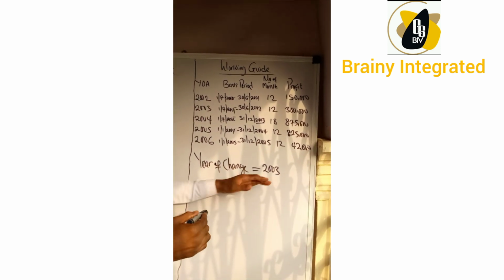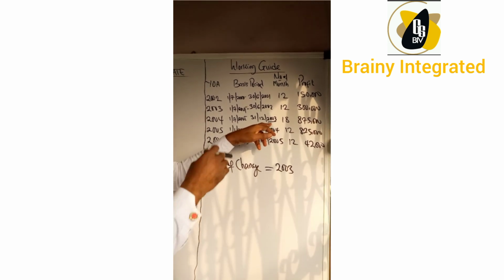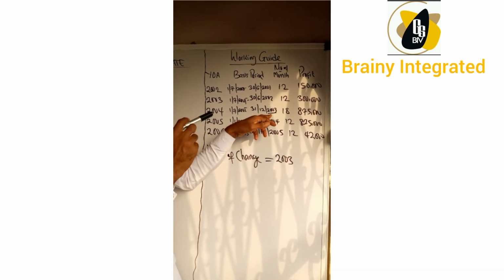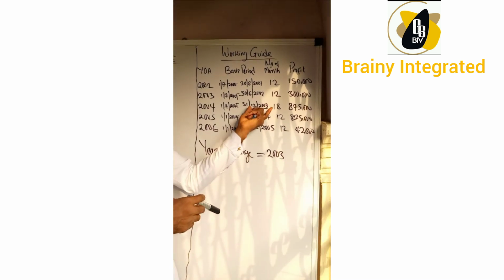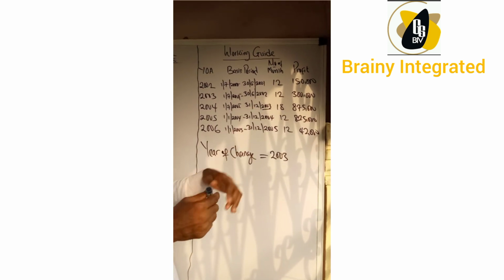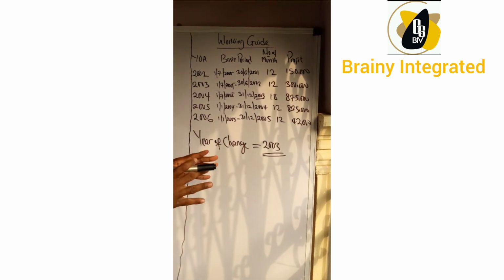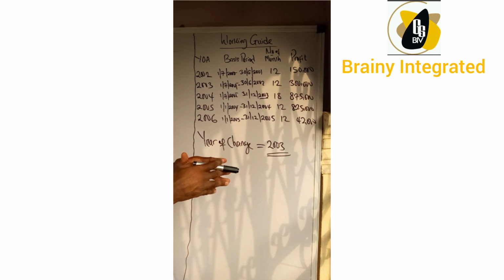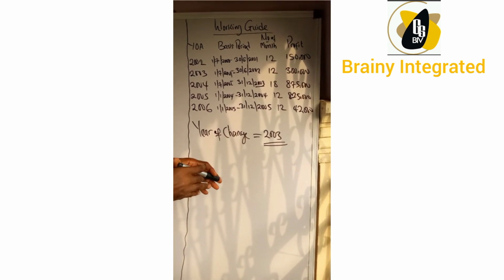The year of change is what? It is 2003, because it is in this 2003 that the taxpayer did not make up its account up to the last year end. So it is 2003. Right? So 2003 is the year of change. So now, having known the year of change, we are now going to use it to compute assessable profit.